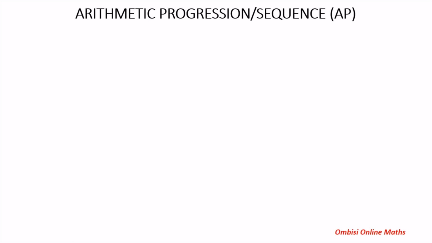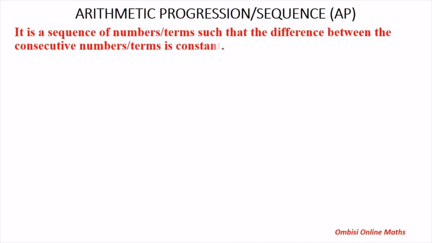is arithmetic progression. So basically, an arithmetic progression is a sequence of numbers or terms such that the difference between the consecutive numbers or those terms is a constant. So that if you take the first term and the next term, the difference between them is constant. The first, the second, the third. The difference between the first and the second is constant. The difference between the second and the third term is also a constant.